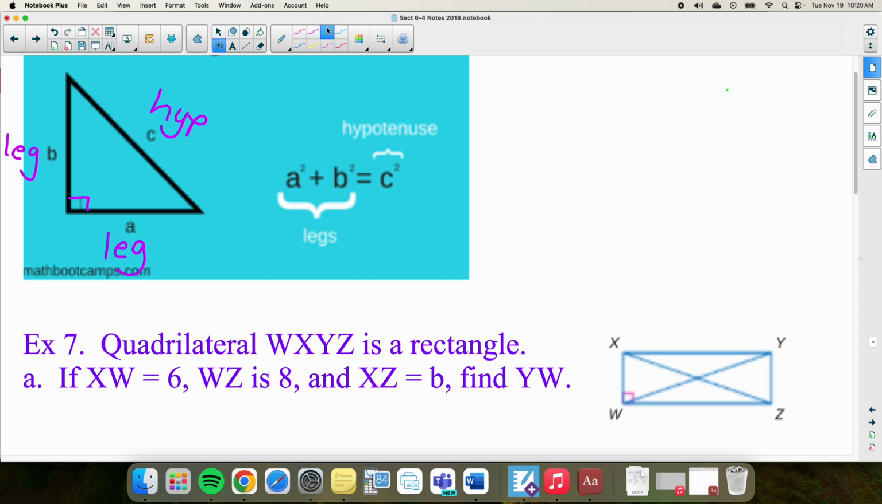What happened with the Pythagorean theorem is that they realized that if you take one of the legs squared plus the other leg squared, it equals the hypotenuse squared. So where you put A, B, and C, the C is the one that matters. C has to be across from the right angle, and that's your hypotenuse. A and B don't matter, so you can put them with either of the legs.